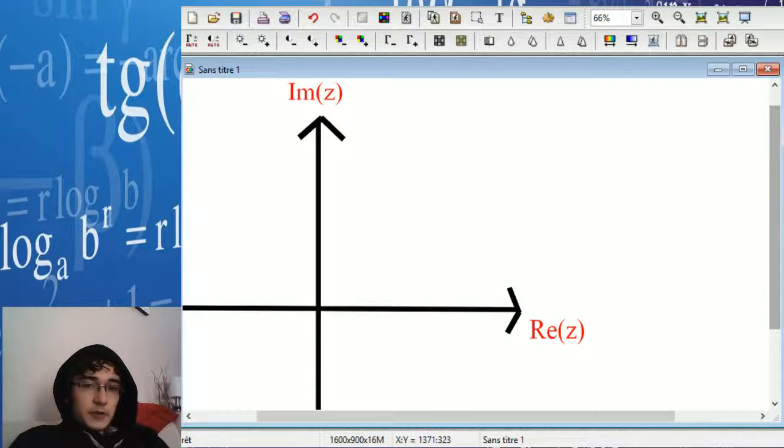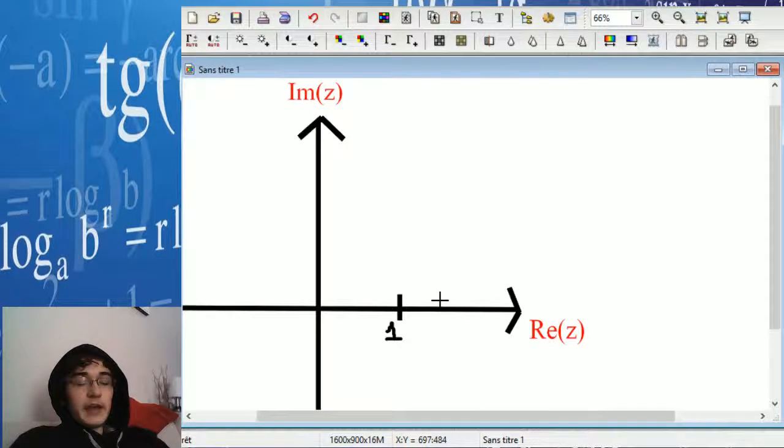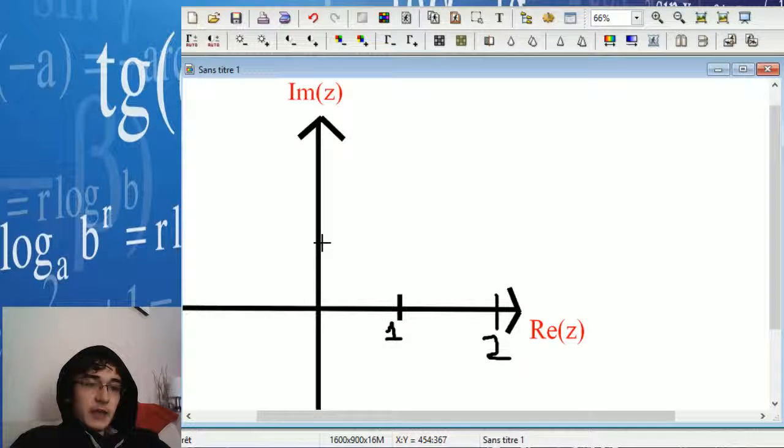At first we'll start representing a few numbers. This is 1, this is 1, and later there is 2. But if you multiply this by i, it will somehow manage to be around here. This will be i.